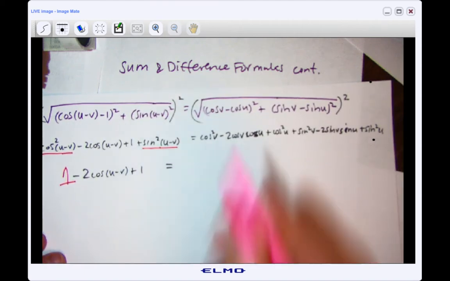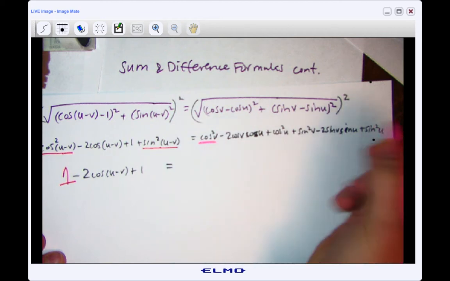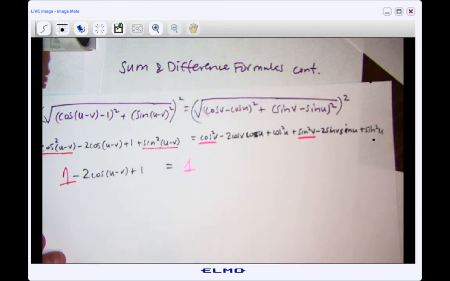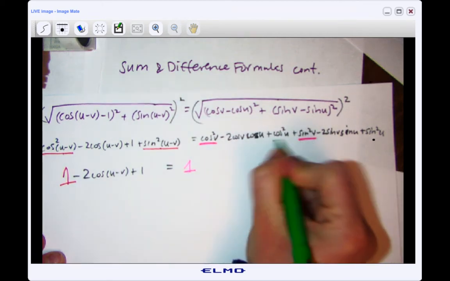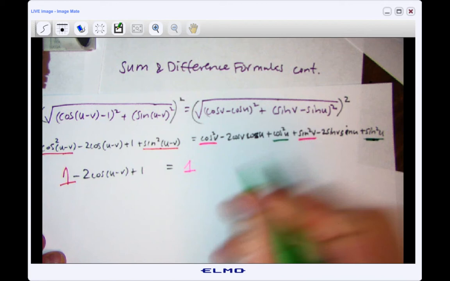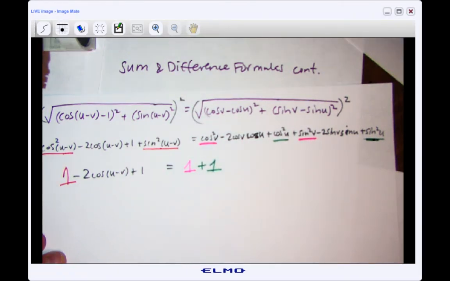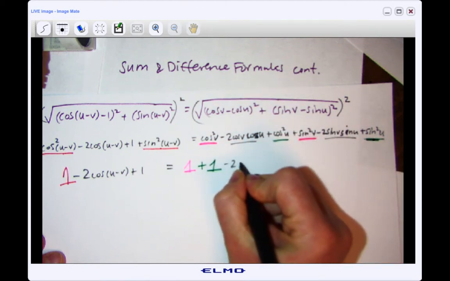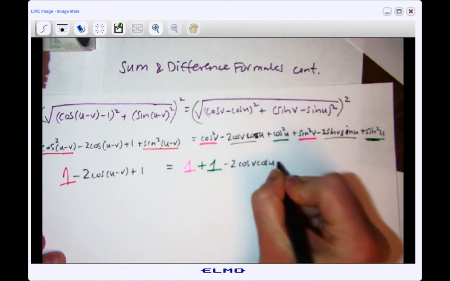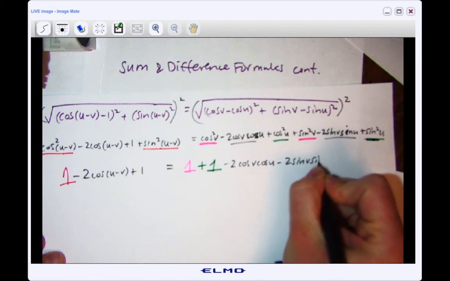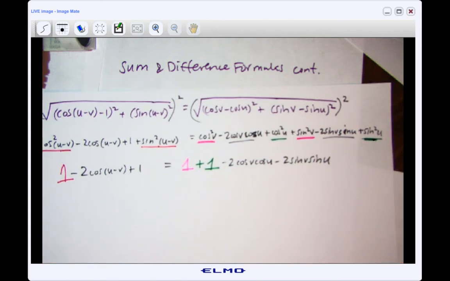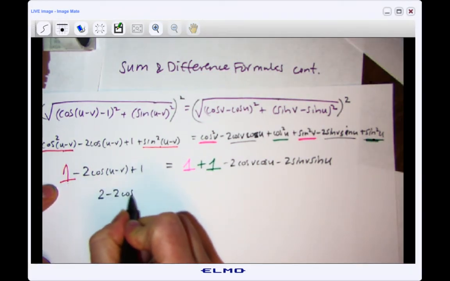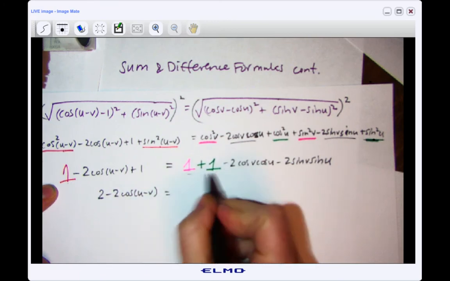Now over here, I'm going to do that same idea. I have a cosine squared v and a sine squared v. So when I add those together, of course, what do I get? A 1. And then I have a cosine squared u and a sine squared u. And when I add those together, I get a 1. And the only thing that I haven't dealt with here are these. So that's minus 2 cosine v cosine u minus 2 sine v sine u. All right. So when I combine these, I get a 2. And when I combine these, I get a 2.